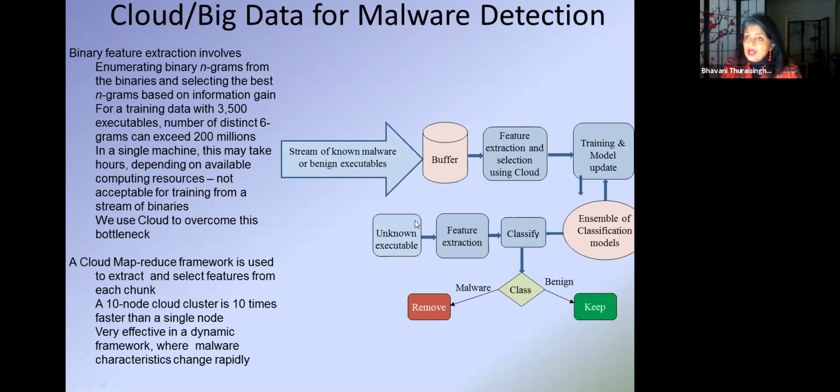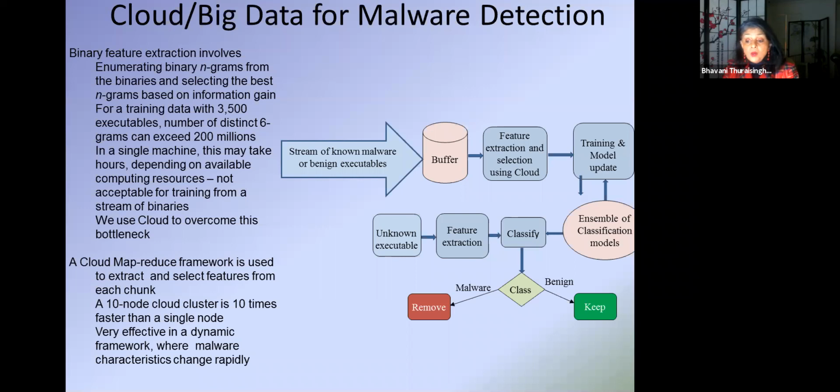So yesterday I talked about ensemble of classifications, stream-based novel class detection. A stream of known malware and benign executables are all coming in. And then we are doing feature extraction and selection. We do training, we develop an ensemble of classification models, and then we classify. On the other side, unknown executables come in, we extract features, and then is it benign software, or is it malware? And then we have to remove or quarantine. Benign means fine, we keep it, right? So this is our algorithm essentially, and it's highly novel. And I talked about it in my presentation yesterday.